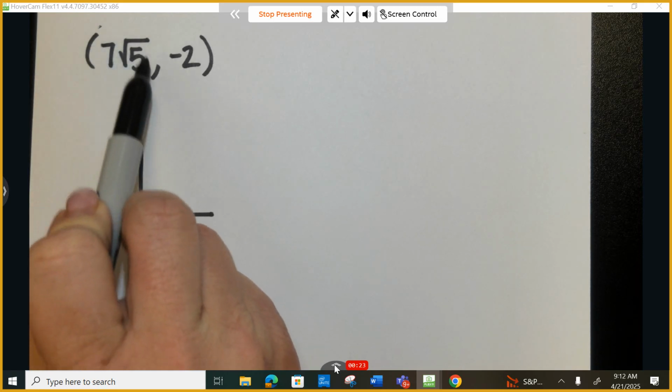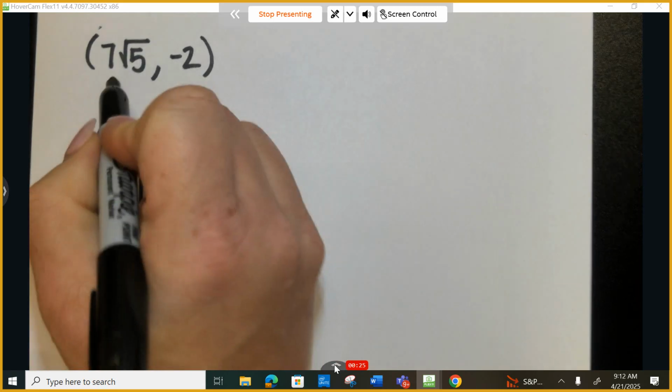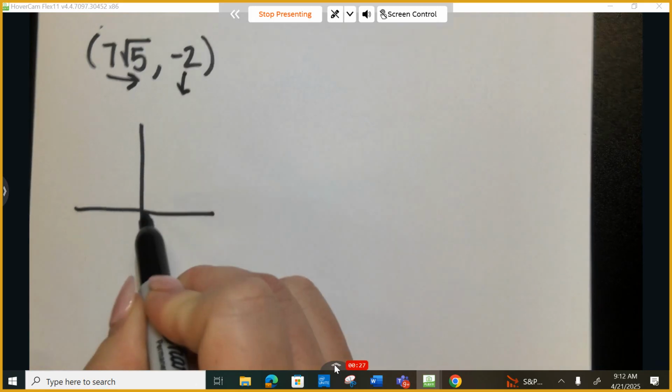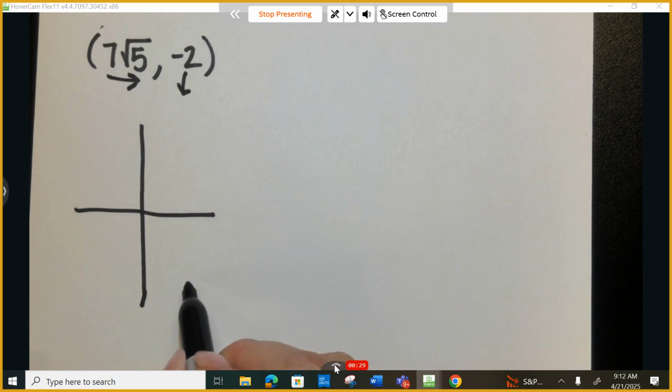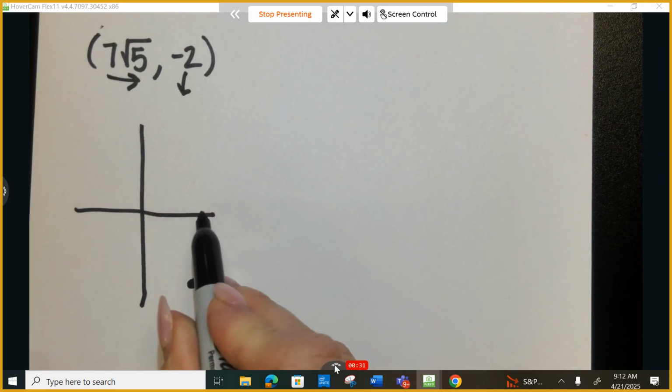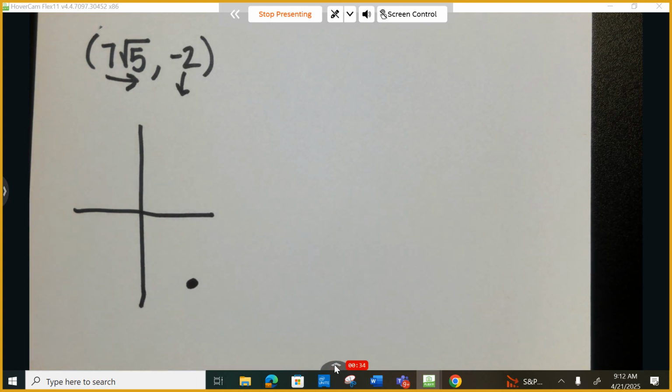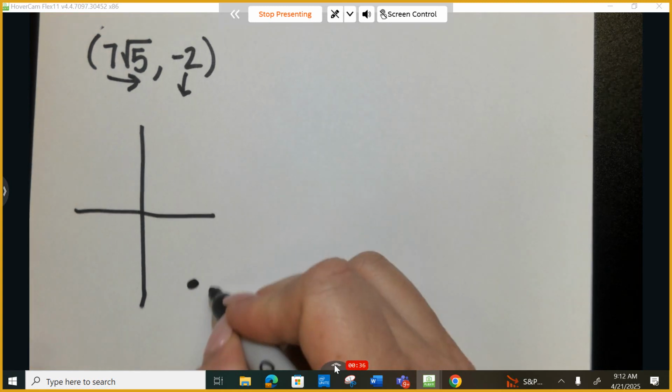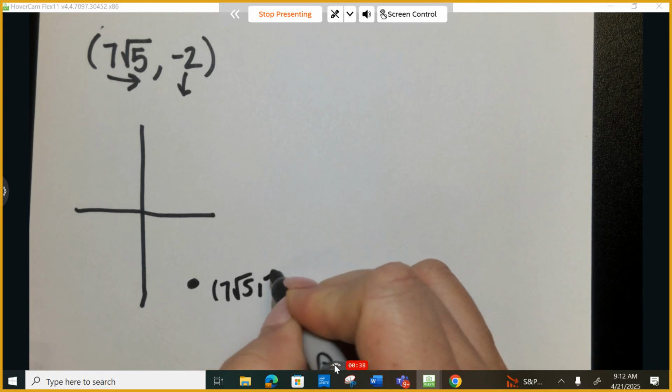So this is a positive value, so I'm going to move to the right. This is a negative value, so I'm going to drop down. So I'm literally going to go to the right and down. I'm not concerned about how far I go to the right and how far I go down. I just want to make sure that point is in the right quadrant. This is the point 7 square root of 5, and negative 2.